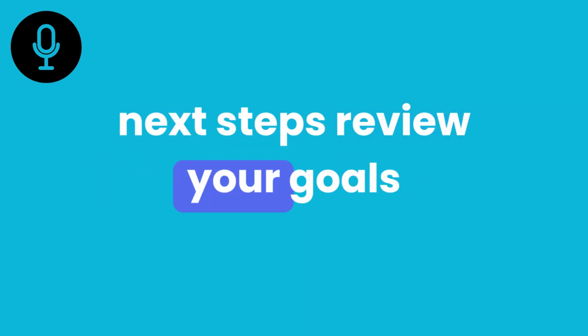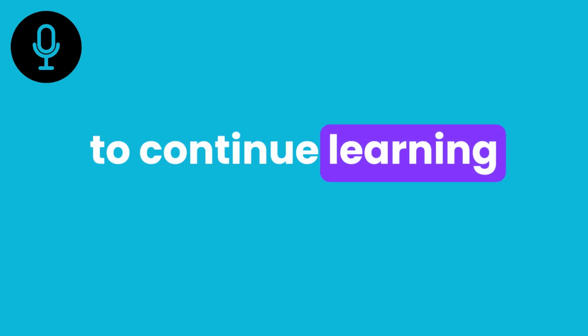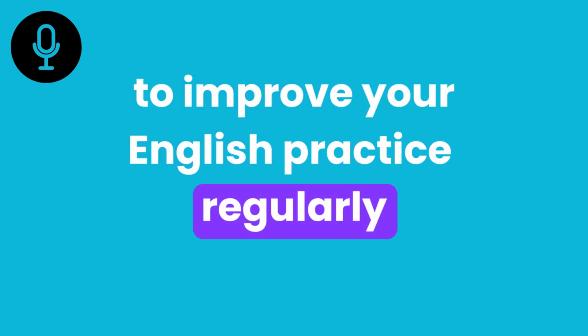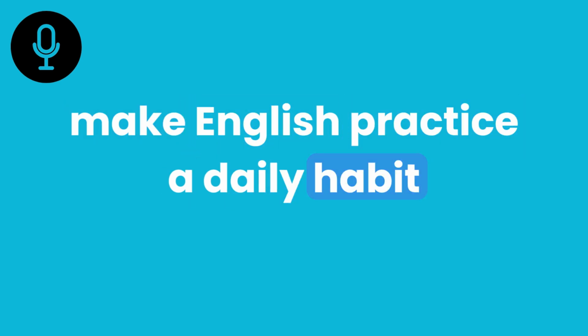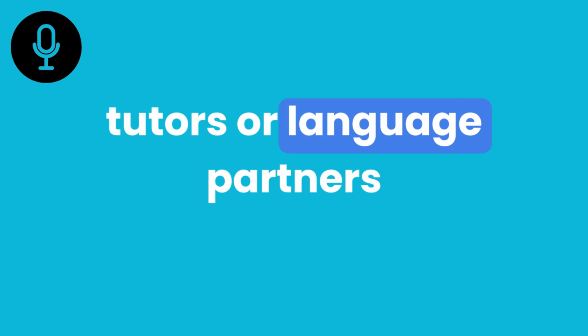Next steps. Review your goals. Revisit your goals and adjust them as needed. Continue learning. Keep exploring new resources and methods to improve your English. Practice regularly. Make English practice a daily habit. Seek feedback. Continue seeking feedback from teachers, tutors, or language partners.